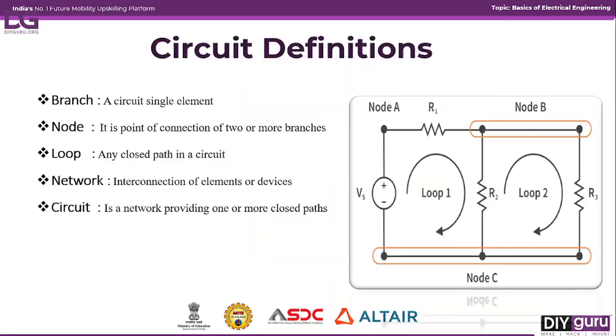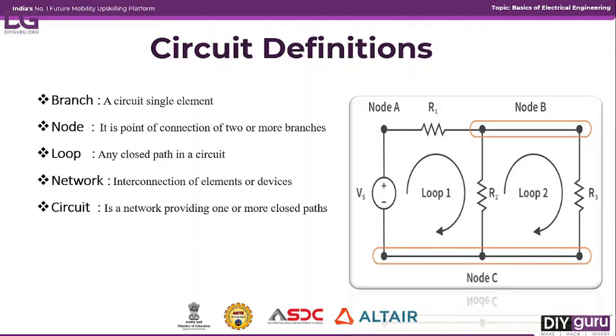Before moving into the detail about KVL and KCL, to understand them we need to have some definitions. Here we call them circuit definitions: what is a branch, what is a node, what is a loop, network, circuit. These terms we frequently use while solving problems for KVL and KCL. First we'll go with branch.